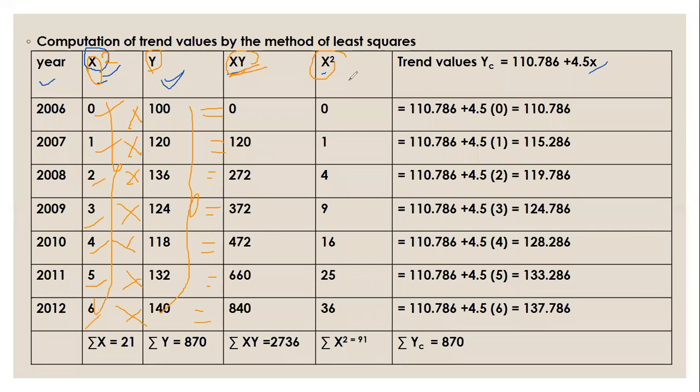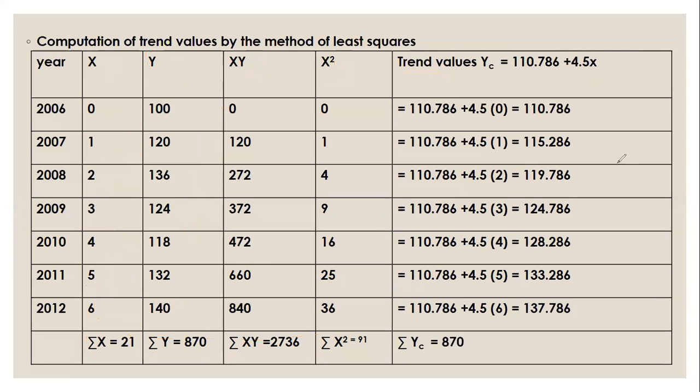Okay, so let us continue. Now for the last trend values we will come back later. Now using all these values, we will first total all the values here. This is very important. Once you total all the values, sigma x is 21, sigma y is 870, sigma xy is 2736 and sigma x square is 91. Now let us go and solve the simultaneous equation.